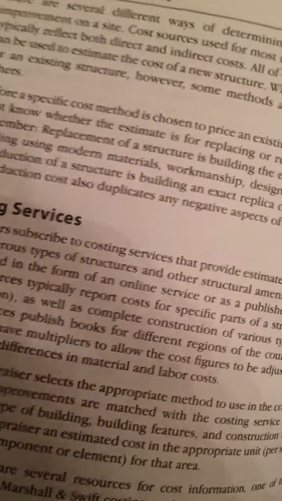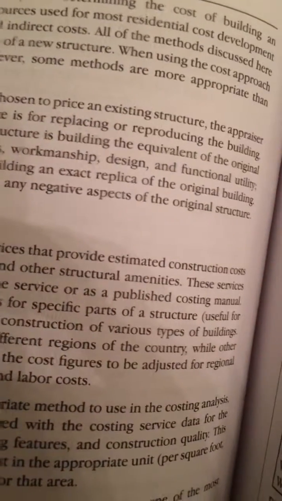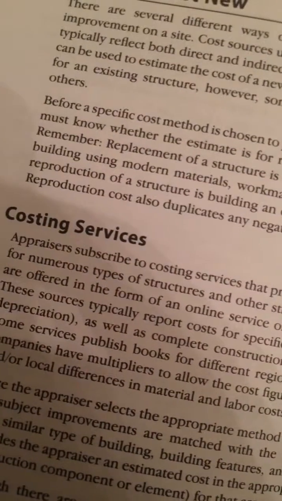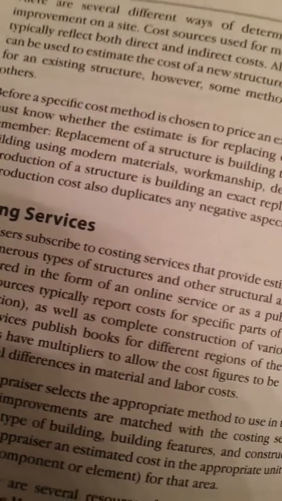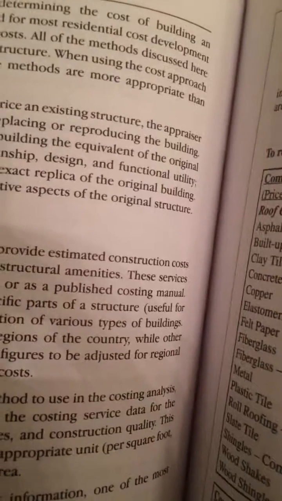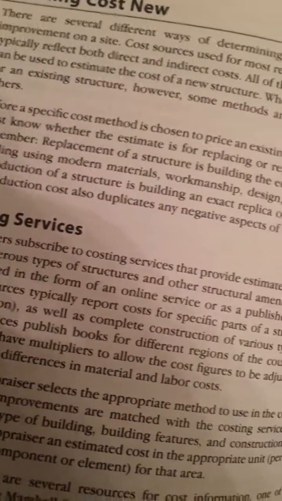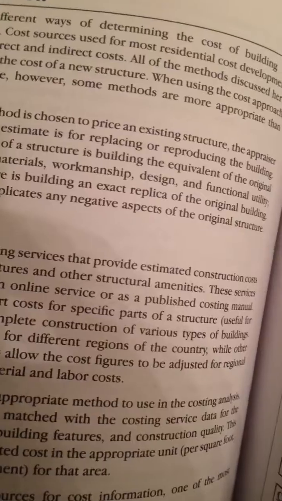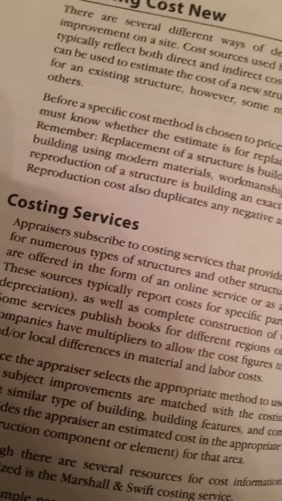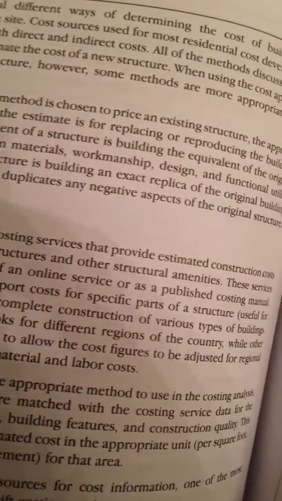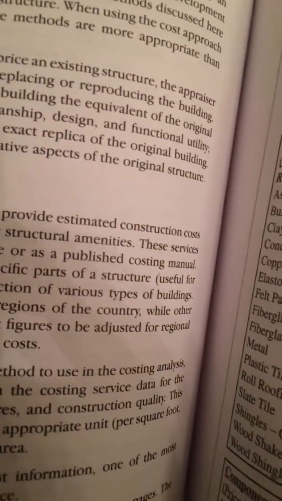Remember, replacement of a structure is building the equivalent of the original building using modern materials, workmanship, design, and functional utility. Reproduction of a structure is building an exact replica of the original building. Reproduction cost also duplicates any negative aspects of the original structure.